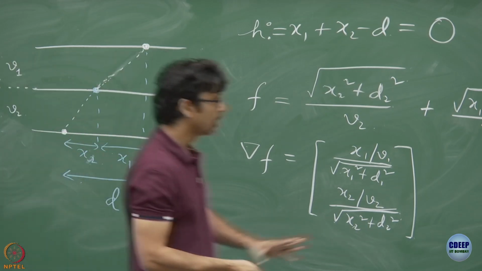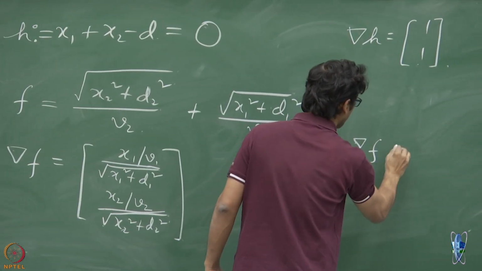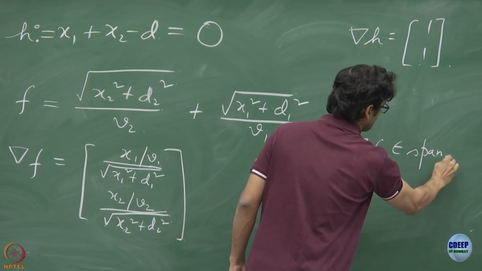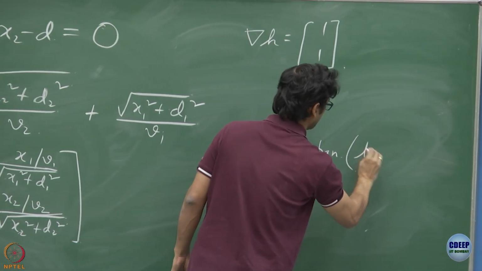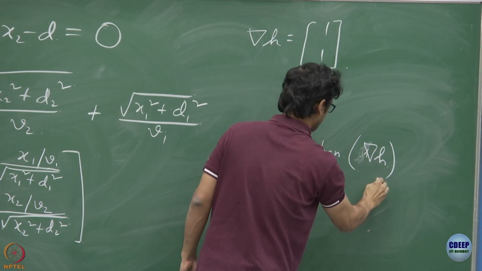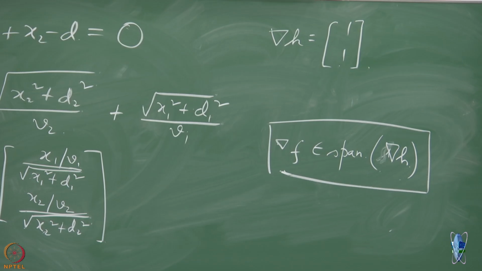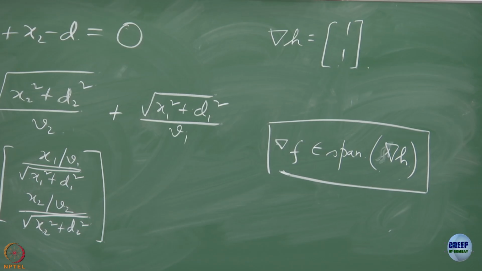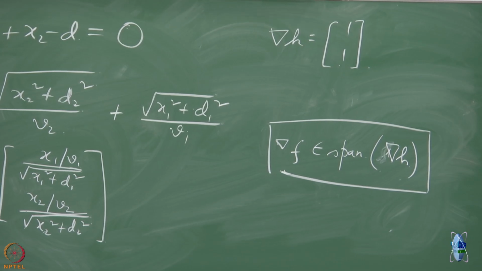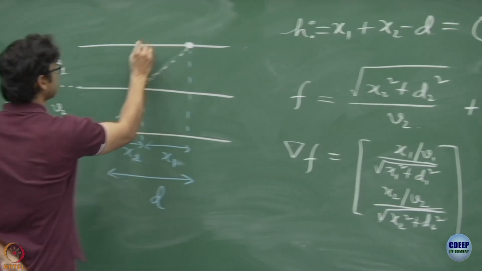Once again, applying the same result that grad f belongs to the span of grad h. That's sacrosanct for optimality, isn't it? So what then do we conclude from here? Does the familiar Snell's law pop at us from here? And if so, then how? Probably we need to define some angles here to be able to clearly see this.